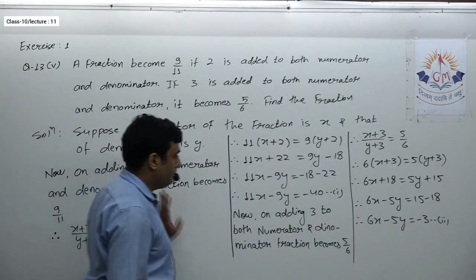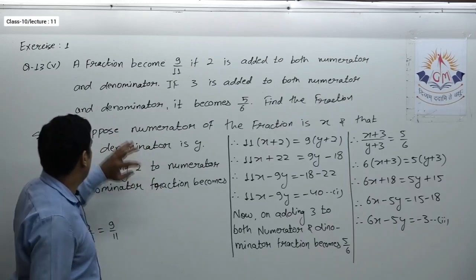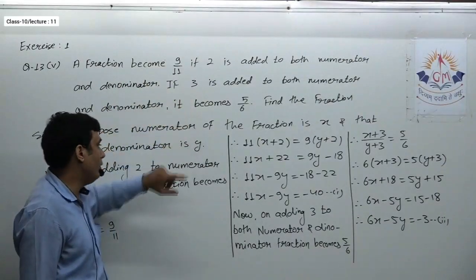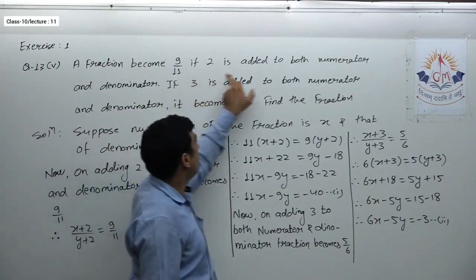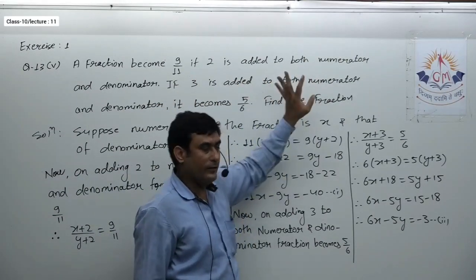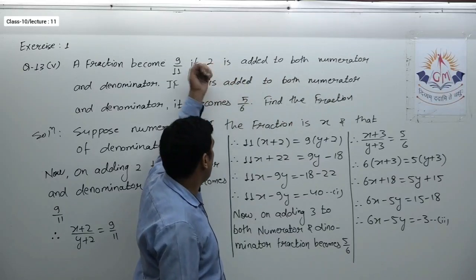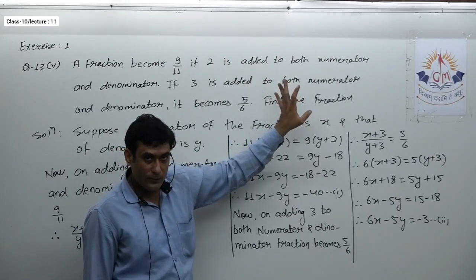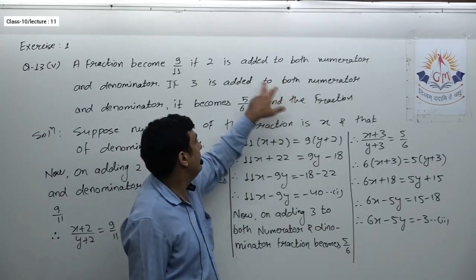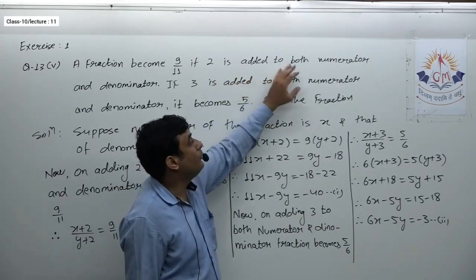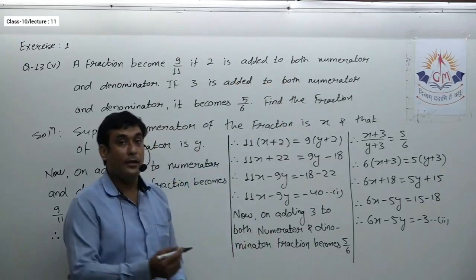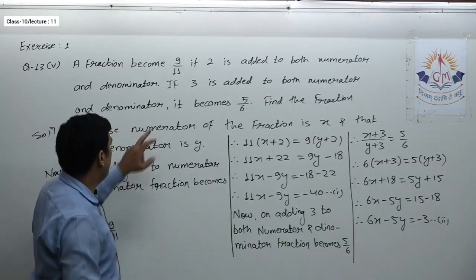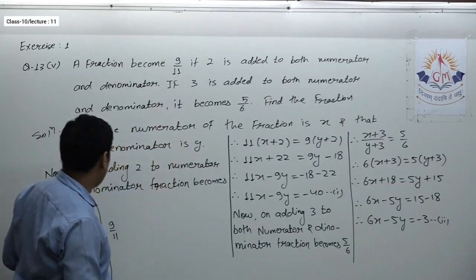Okay, so once again I am explaining this. See, this is the very first question of this type, that is, a fraction in which we have numerator and denominator. So it is written if 2 is added to both. There are so many variations possible. It is quite possible that they say that something is added to the numerator and something subtracted from the denominator, or instead of adding something to numerator and denominator, they might say subtracting something from numerator and denominator. So you have to read carefully, and according to that you have to prepare the equation.